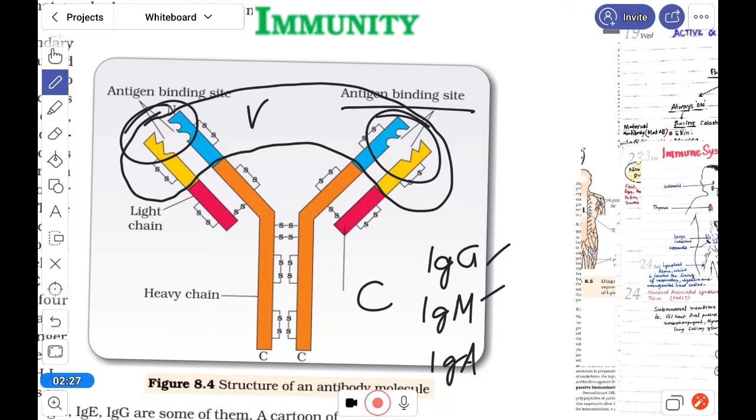When it binds the antigen, an antigen-antibody complex is prepared, and when this complex is prepared, the antigen has no role to do any harm in the body. After that, the cell eating process, phagocytosis, takes place, it is eaten up, and so it will be cleared. Alright, let's see the next part.